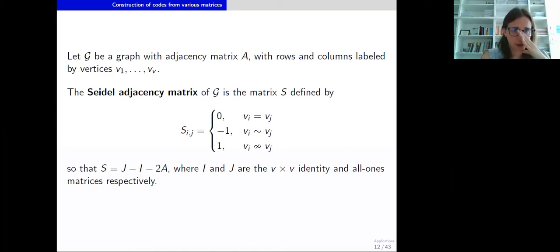The Seidel adjacency matrix is used very much in switching of graphs, and if you look up research and studies regarding the Seidel adjacency matrix, you will always find some relation with the switching method.